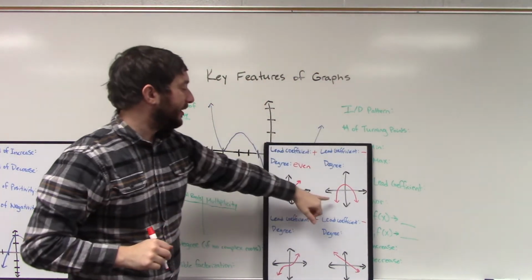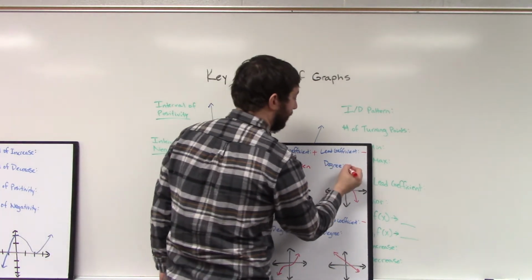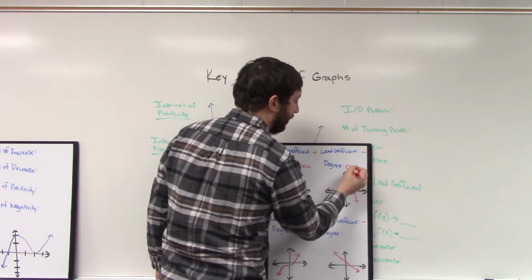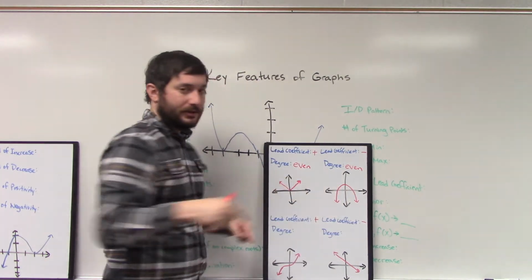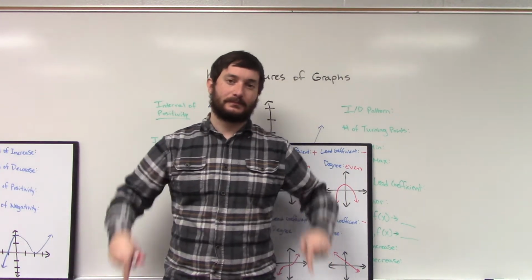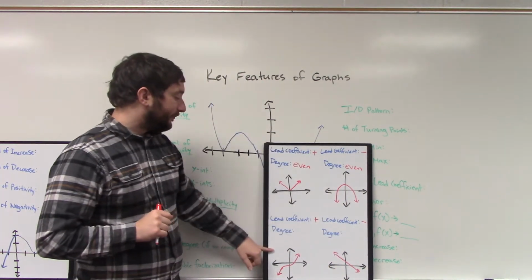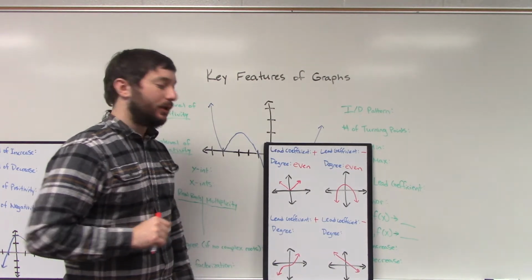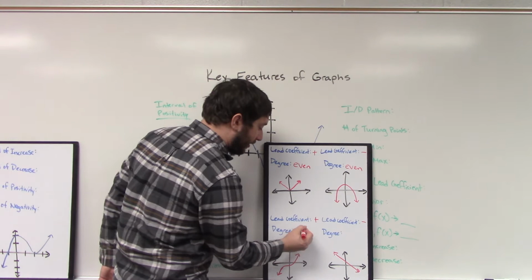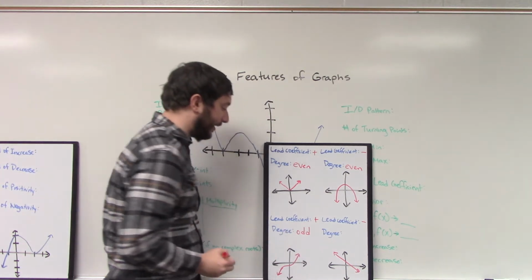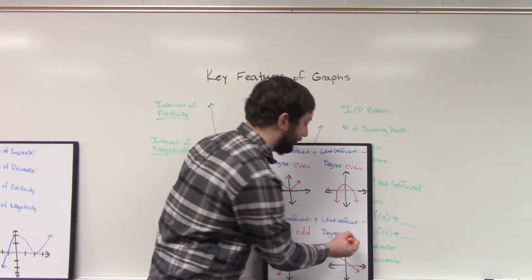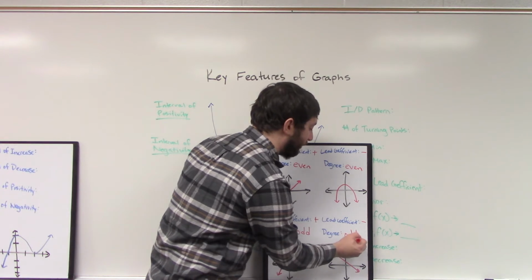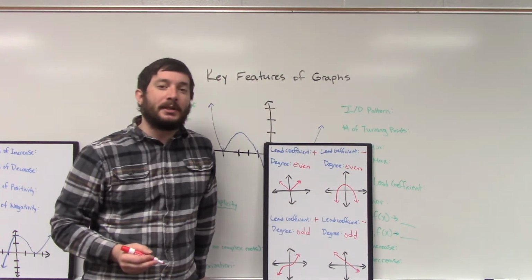Okay. Same thing here, the degree is even because both arrows point down. Okay. Here, notice that the arrows are opposite, opposite O, odd O. Okay, if the arrows point opposite directions, the degree is odd. And this is going to help you to determine end behavior.